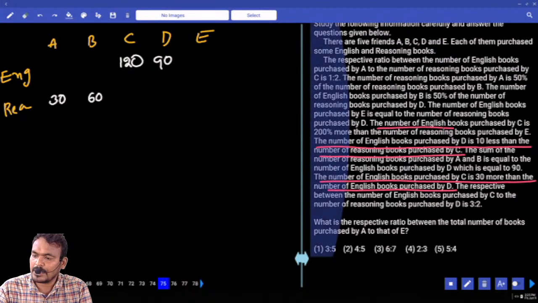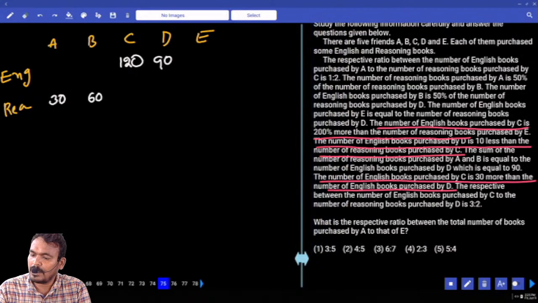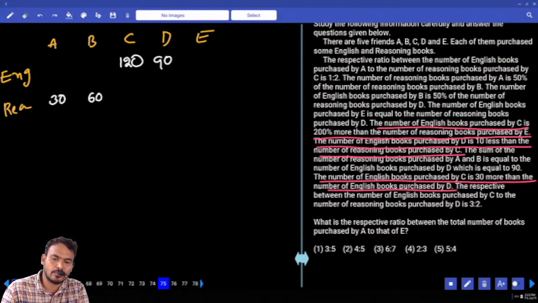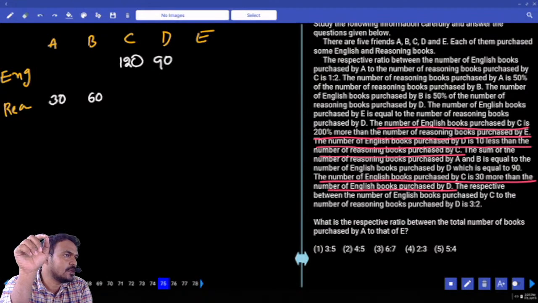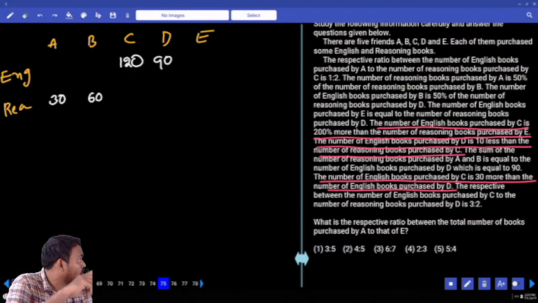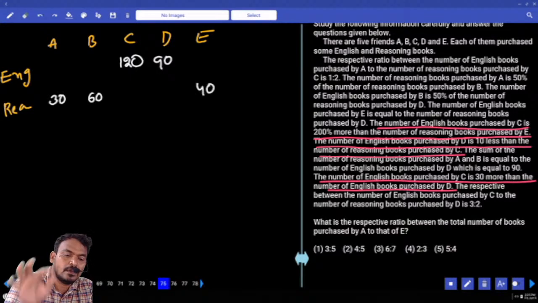The number of English books purchased by C is 200% more than the number of reasoning books purchased by E, or not? C's English books is 200% more than the reasoning books of E. 200% more means, suppose E's reasoning books are one part, C's English books are three parts, or not? What are the three parts' value? 120. Then one part value is 40, or not?